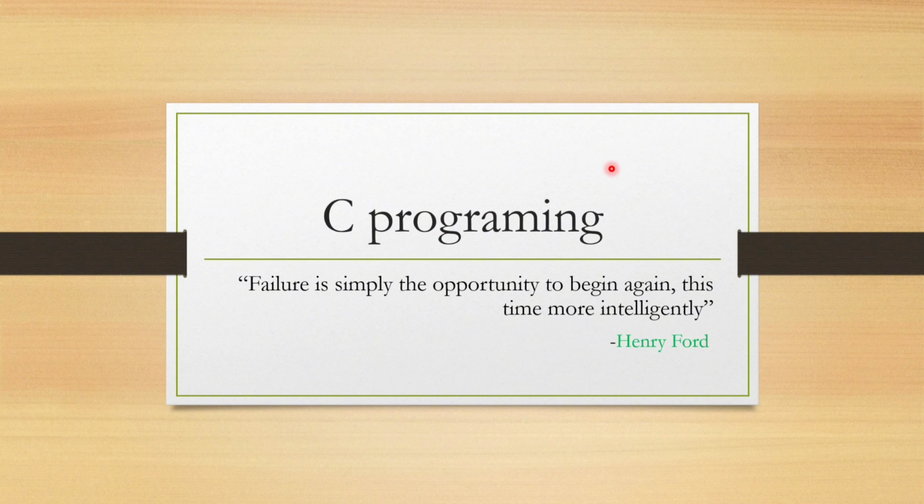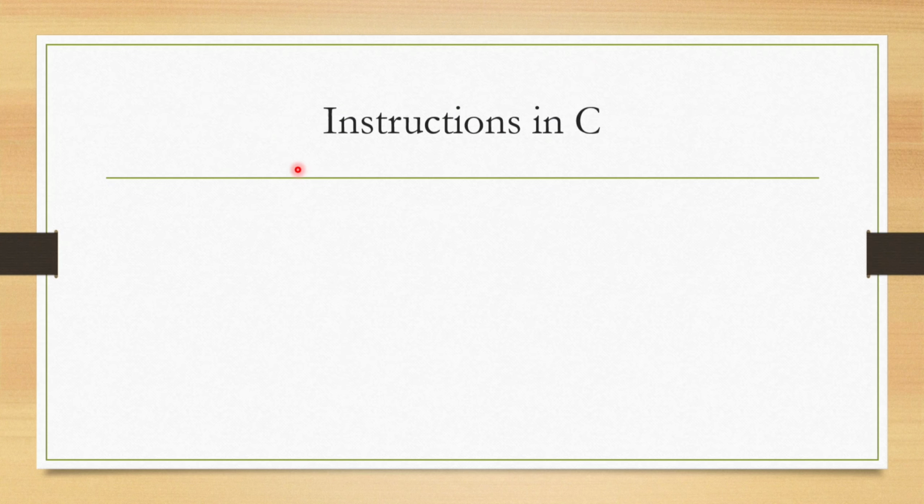Now let's begin the video. First we will see instructions in C. In C, an instruction is a command that tells the computer what to do. These instructions form the basic building blocks of a C program.